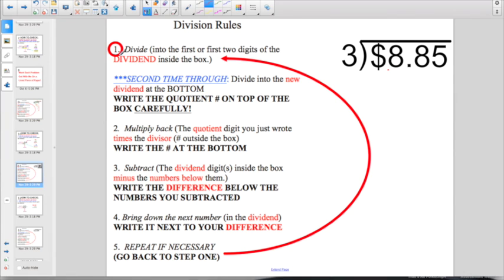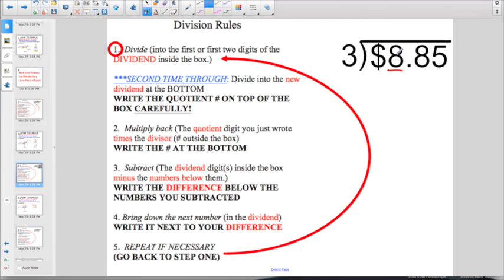So let's go ahead and start with step 1. Divide into the first 2 digits of the dividend inside the box. My divisor is 3. I have 3 people coming over. Will 3 people coming over fit onto 8 chairs? Yeah, they will. So I'm going to start dividing into the first box right now.